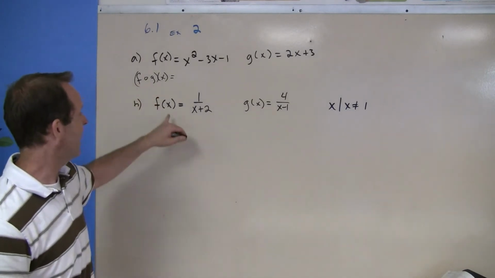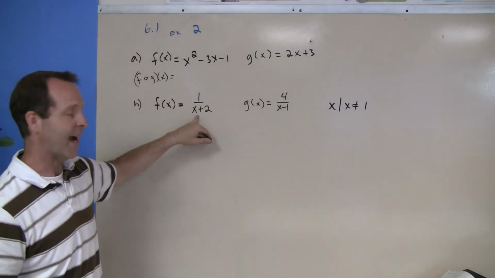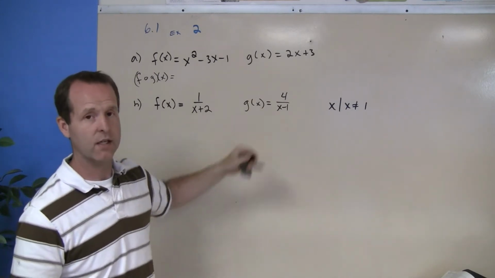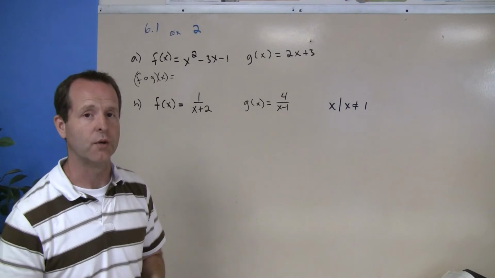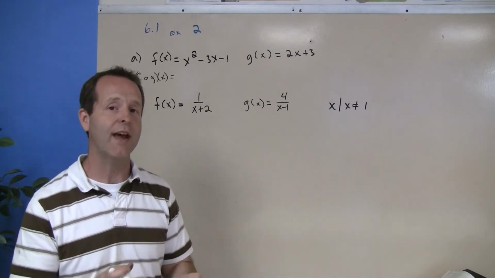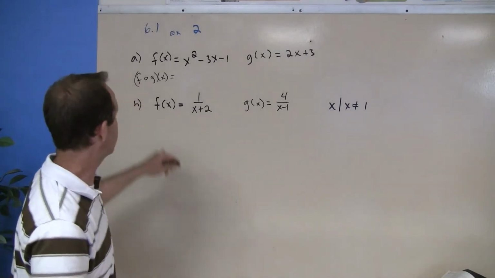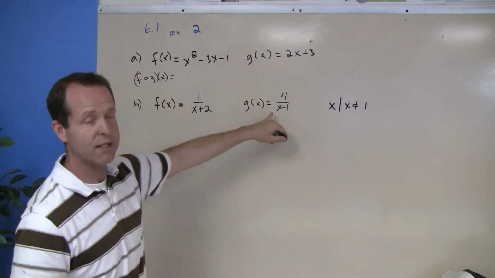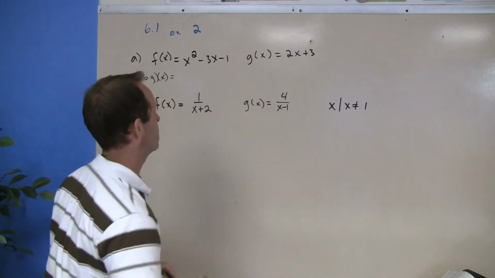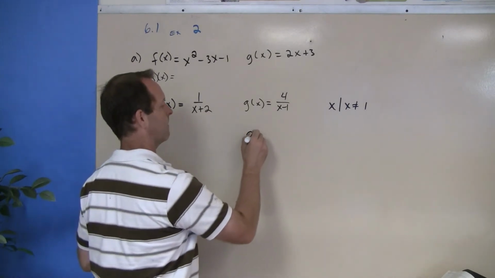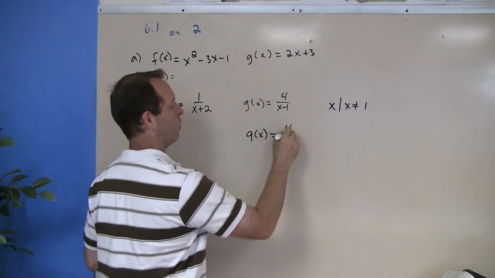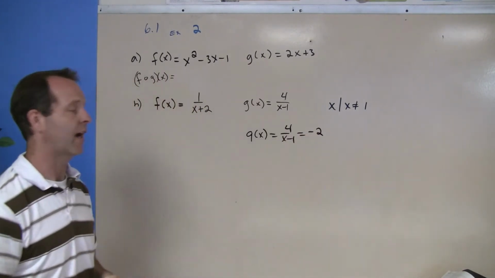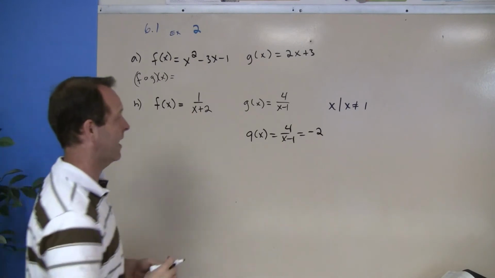Additionally, I see in f of x that x cannot equal a negative 2. So I have to make sure that g of x will never equal negative 2. And the reason why I have to find out that g of x never equals negative 2, because f circle g of x means that I'm taking this function of this value. So g of x equals 4 over x minus 1, and I want to find out what happens if it ever equals negative 2. What's the value that it does that at?